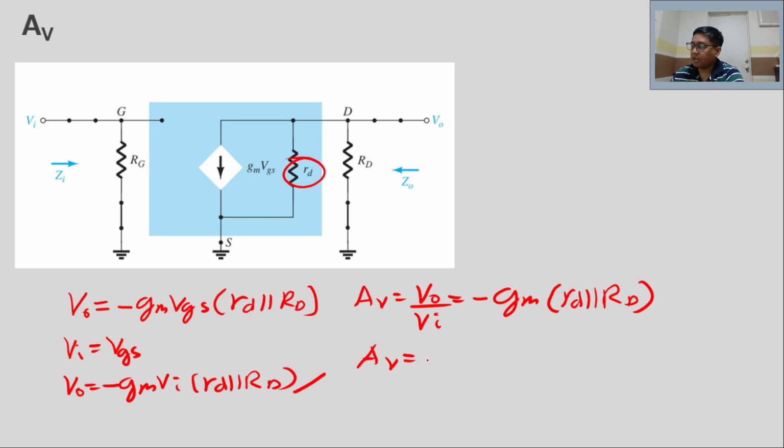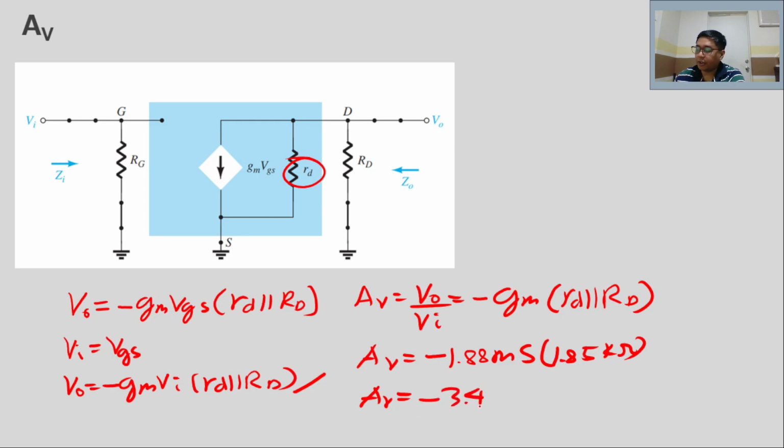And then A sub V is equal to negative 1.88 millisiemens times the parallel combination of output resistance r sub d and external resistor R sub D, which is equal to 1.85 kilo ohms. Therefore, the voltage gain is equal to negative 3.48, which is a value that is near the voltage gain we have determined a while ago, ignoring the effects of the output resistance r sub d.